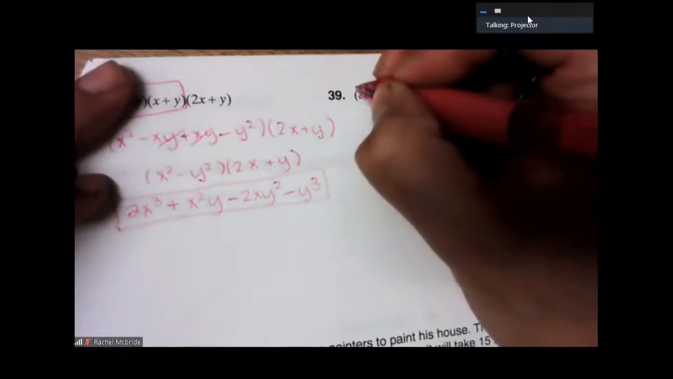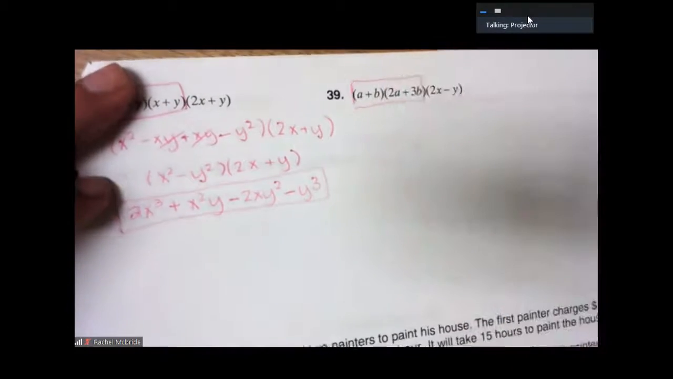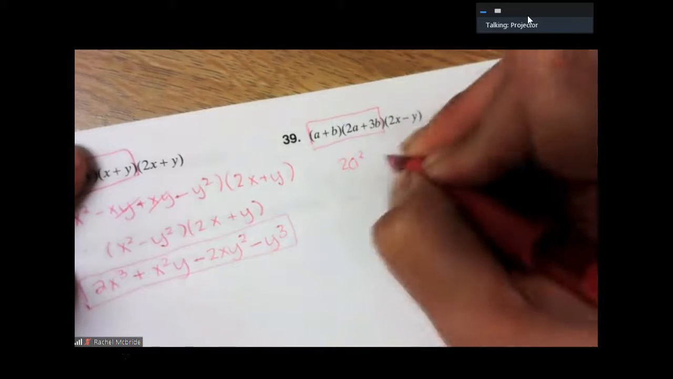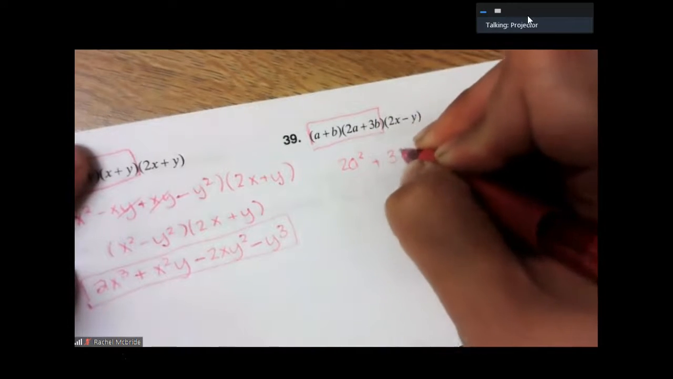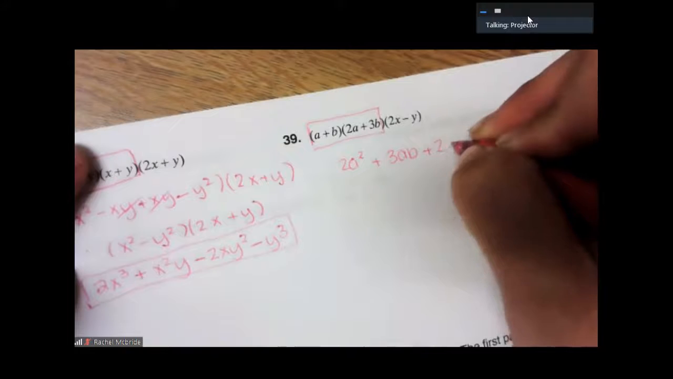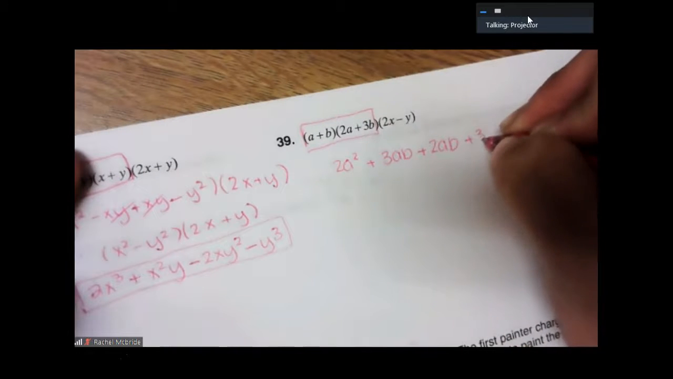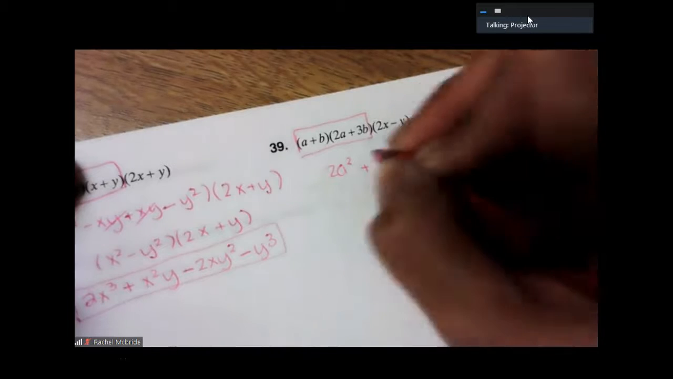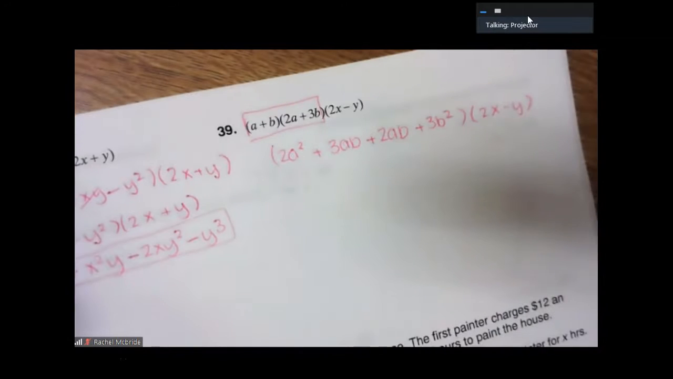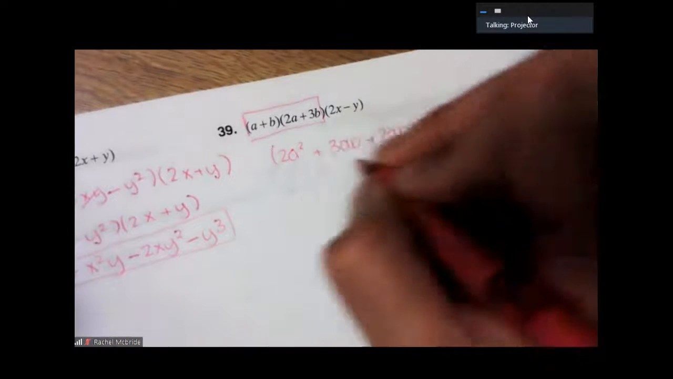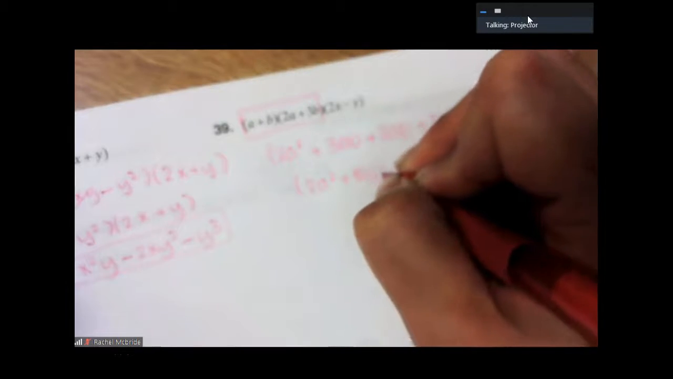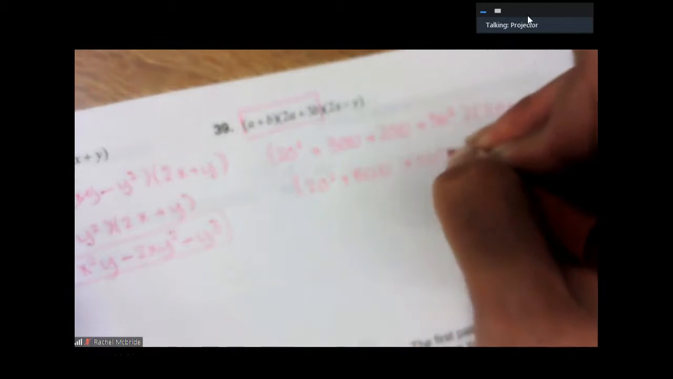So in 39, you would want to do something similar. You'd start with the first 2 terms, so you had 2a squared plus 3ab plus 2ab plus 3b squared, and that 2x minus y sort of tags along. You want to group together the 3ab and 2ab to get 2a squared plus 5ab plus 3b squared times 2x minus y.